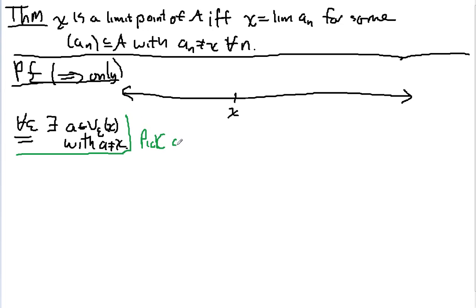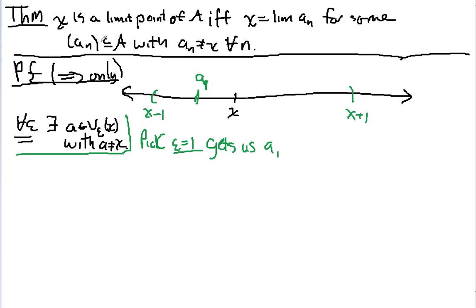I say pick epsilon equal to 1. That's how I'm going to start. To do that, I'm going to look at the interval x minus 1 and x plus 1. It's a limit point, so I know there's some a in here, maybe it's right here. There's some a in this interval that's not equal to x. I'm going to call that a1.